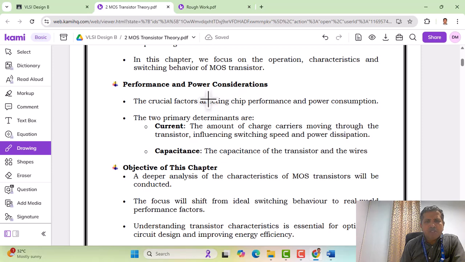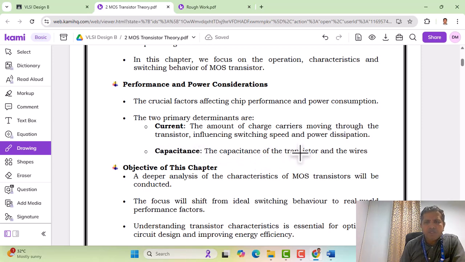Performance and power considerations mainly depend on several factors. The crucial factors affecting chip performance and power consumption are as follows. The two primary determinants: one is the current within the MOSFET. The amount of charge carriers moving through the transistor influences the switching speed of the transistor and hence the power dissipation. This is the primary factor to be considered while designing the MOSFET. The second factor, also an important one, is the capacitance.